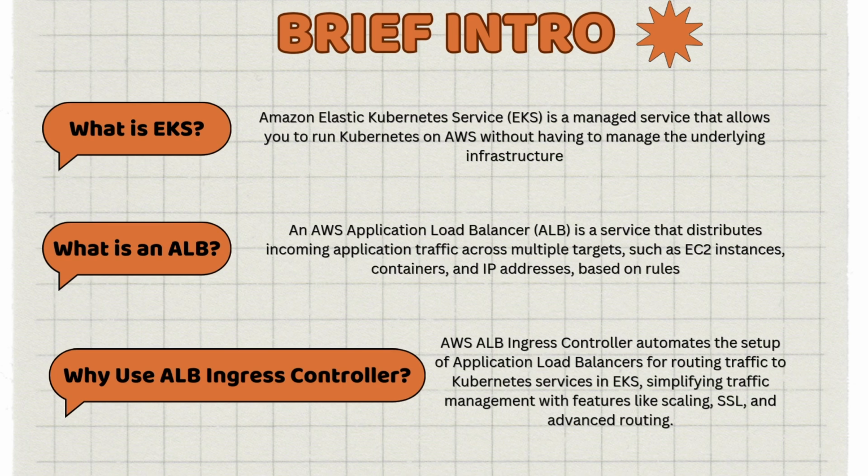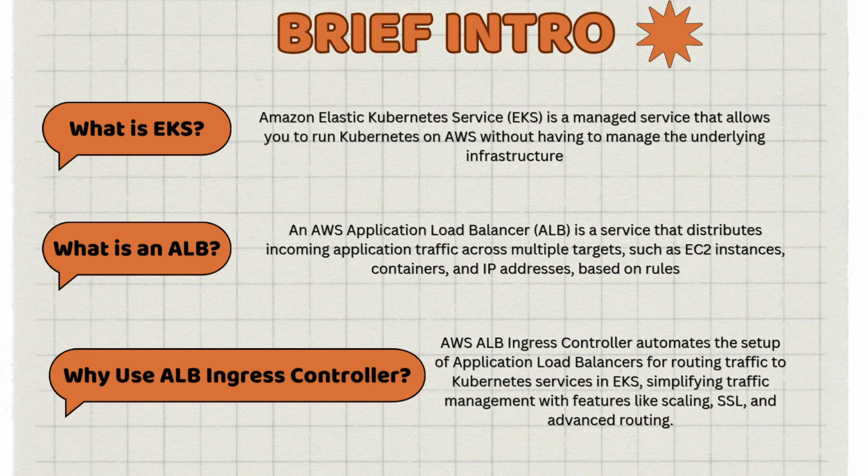What is EKS? EKS is a managed service that enables you to run Kubernetes on AWS without the complexities of managing the underlying infrastructure. Next, what is an ALB? An AWS Application Load Balancer is a managed service provided by AWS to distribute incoming application traffic across multiple targets such as EC2 instances, containers, and IP addresses. It does this based on defined rules. And since it is managed by AWS, you don't have to worry about the underlying infrastructure.